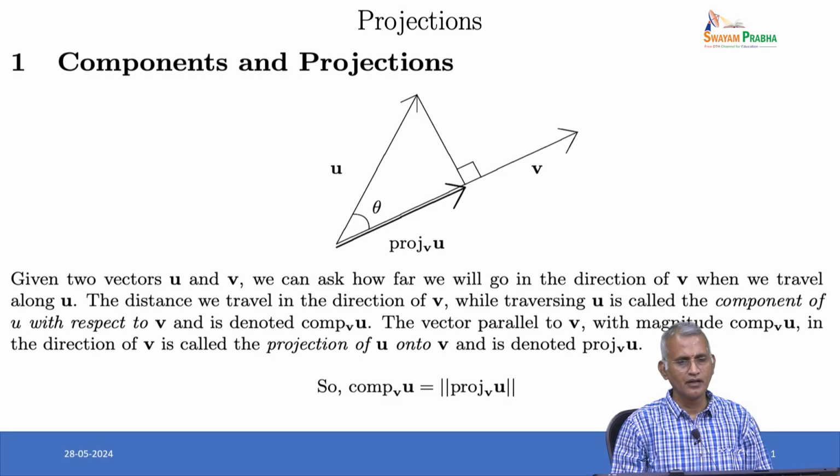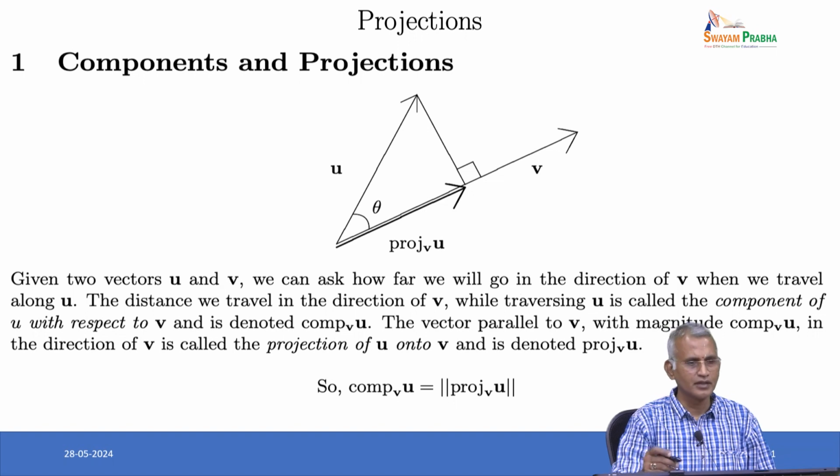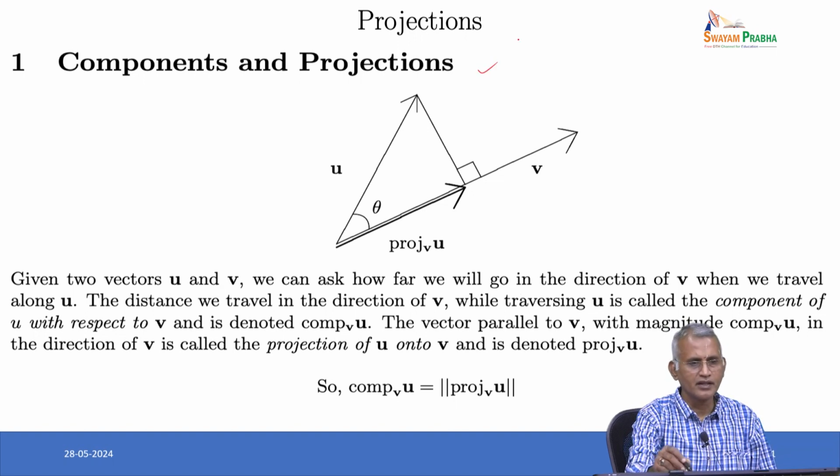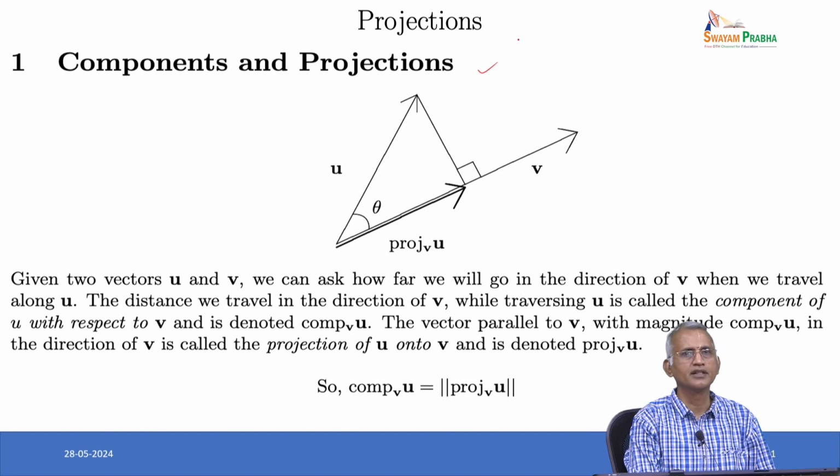Now, we are going to discuss projection. Already we have come across the Gram-Schmidt orthogonalization process, with how vectors are orthonormalized and how one vector is made orthogonal to another. Further, we have to understand what is the meaning of projection. Let us start with components and projection.